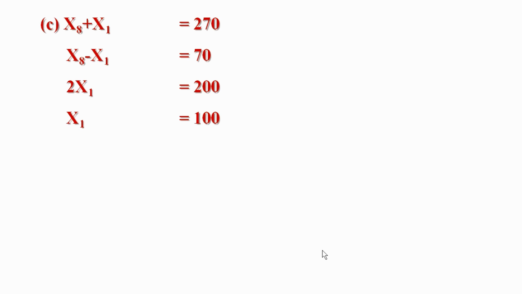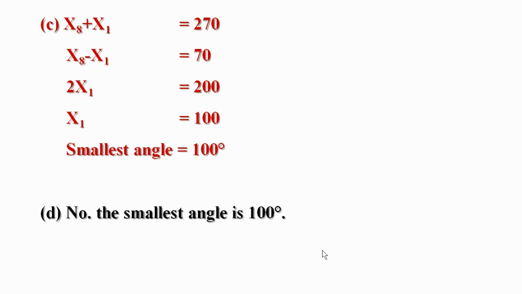Now the last question: will any of the angles of this octagon be a right angle? Why? Here we got the smallest angle is 100 degrees. 90 degrees is still smaller. So it cannot be an angle of this octagon.